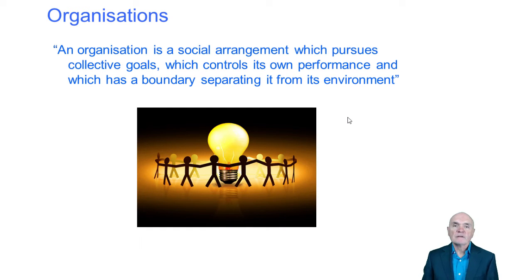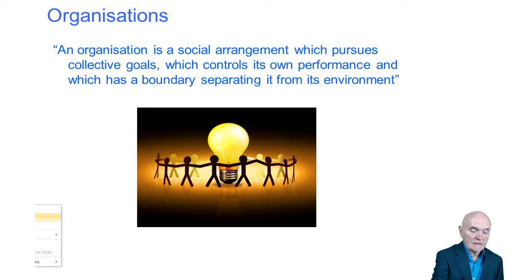Chapter 1 deals with what's meant by an organisation and what structures they can have. So here's a definition of organisations. It's a social arrangement which pursues collective goals, which controls its own performance, and which has a boundary separating it from its environment. And there are a number of key words in there to look at.